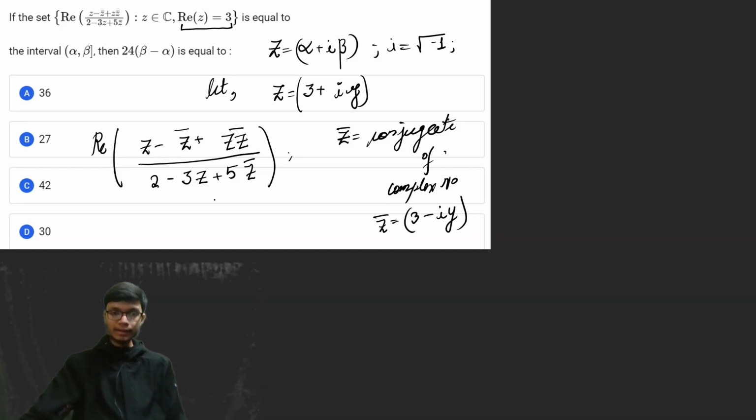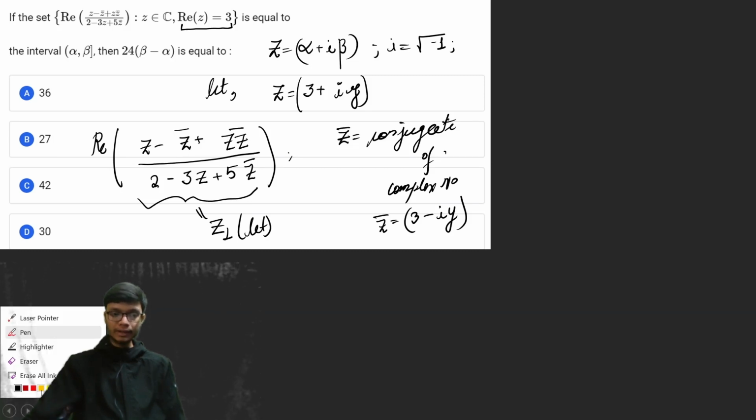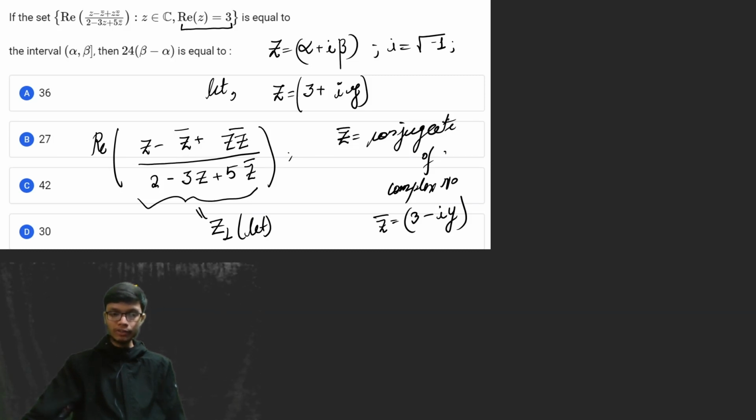Now let us assume that the complex number inside this bracket is z1. So if I assume this complex number as z1, let us go on solving for z1. You can definitely remember these properties, z plus z bar and z minus z bar.